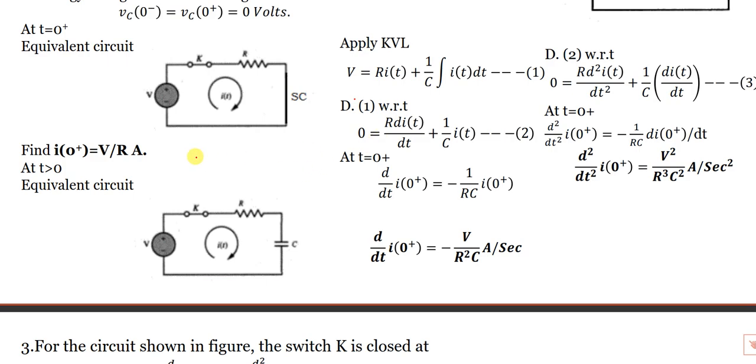I of 0 plus is what? V by R. There also we got 100 by 1000, it is 0.1 amps we got. V by R you are going to get. Capacitor acts as short circuit. So current is equal to V by R. Similarly, for t greater than 0, right?